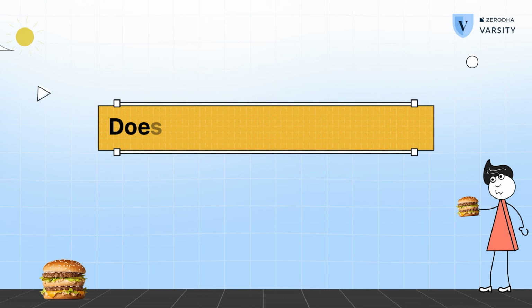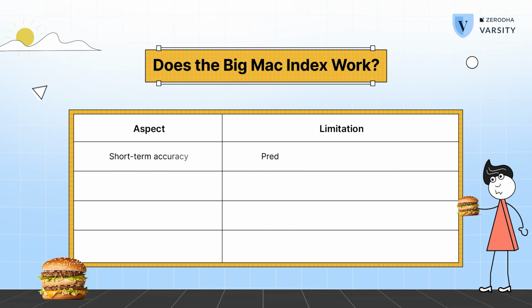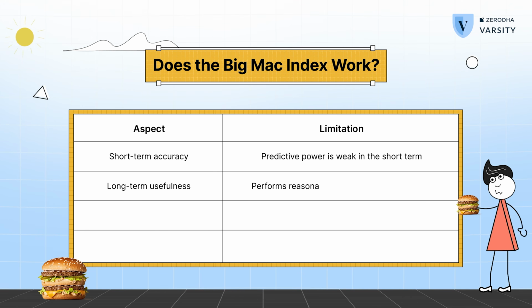But wait, does the Big Mac index actually work? Can it predict the future movement in the exchange rates? Yes and no. At least that's what the Economist says, and I'm going to quote them. The Big Mac index does not have such a perfect crystal ball. Its predictive power in the short term is especially weak, but it has a decent record over a 5-year horizon.